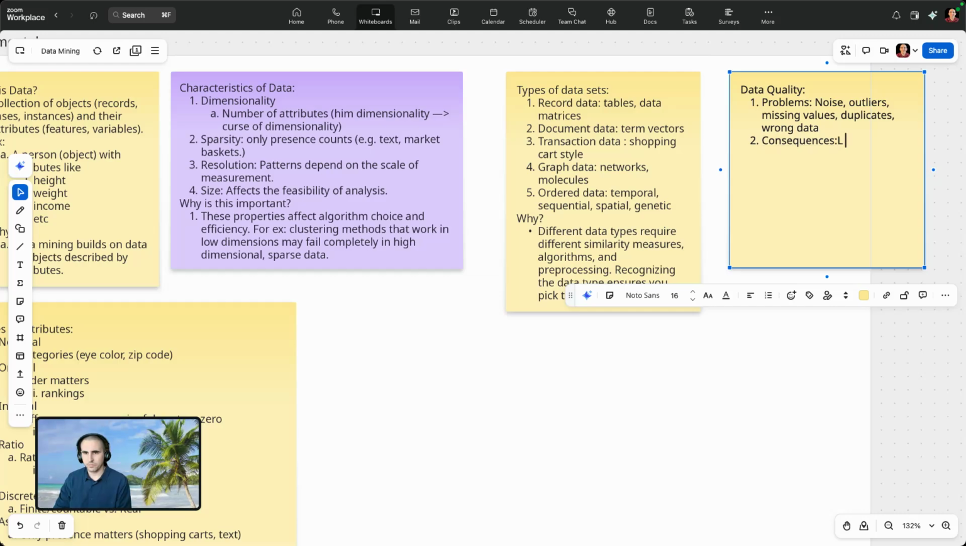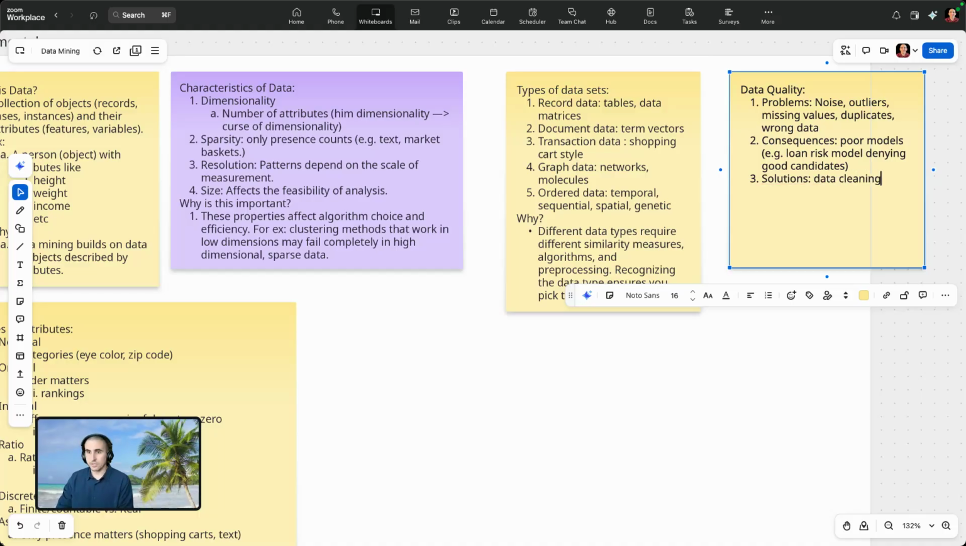Consequences: poor models. For example, a loan risk model denying good, qualified candidates. Solutions: this is when data cleaning comes in.